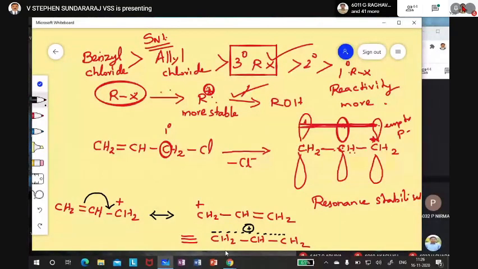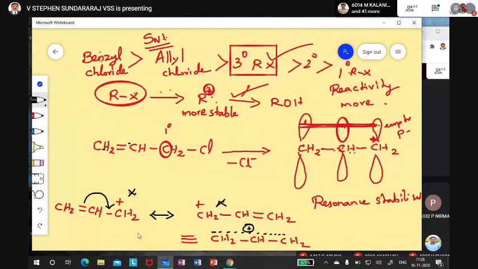Okay, so this is resonance. Wherever there is resonance, it is a stabilizing factor. Instead of holding just these two nuclei, it is holding all three. This is not a correct structure; this is only one of the resonating structures.